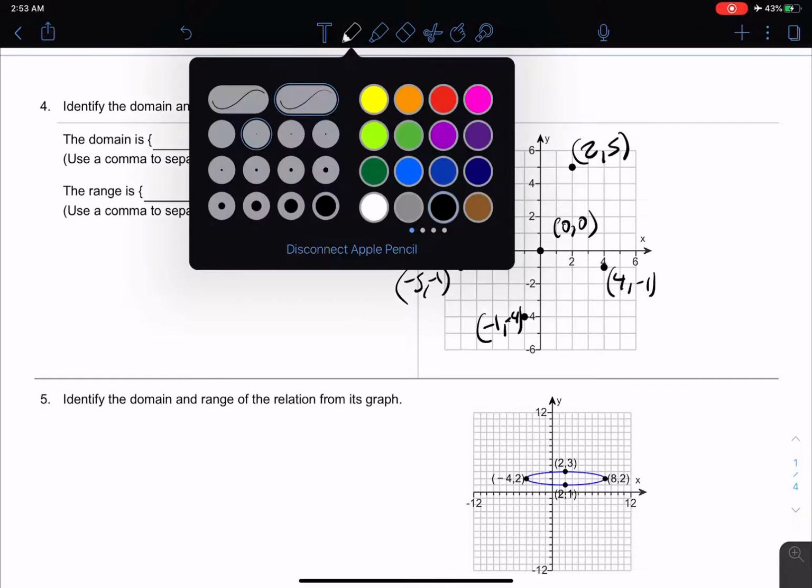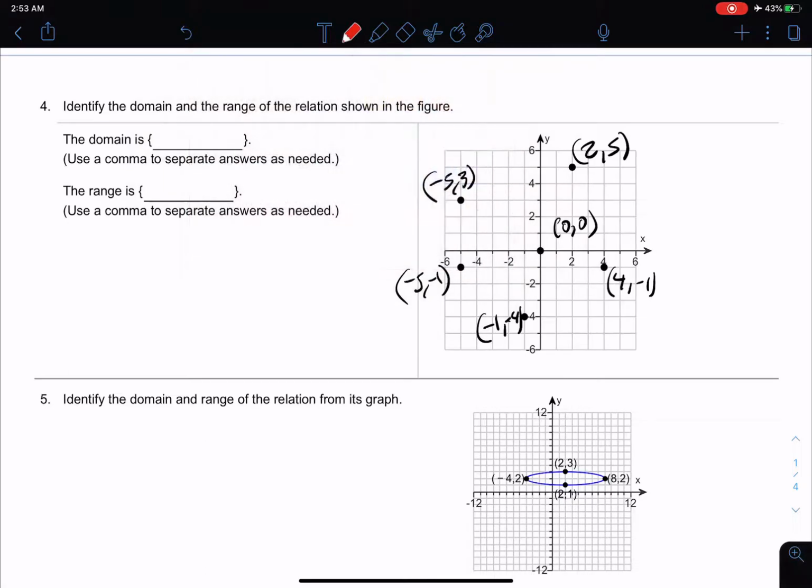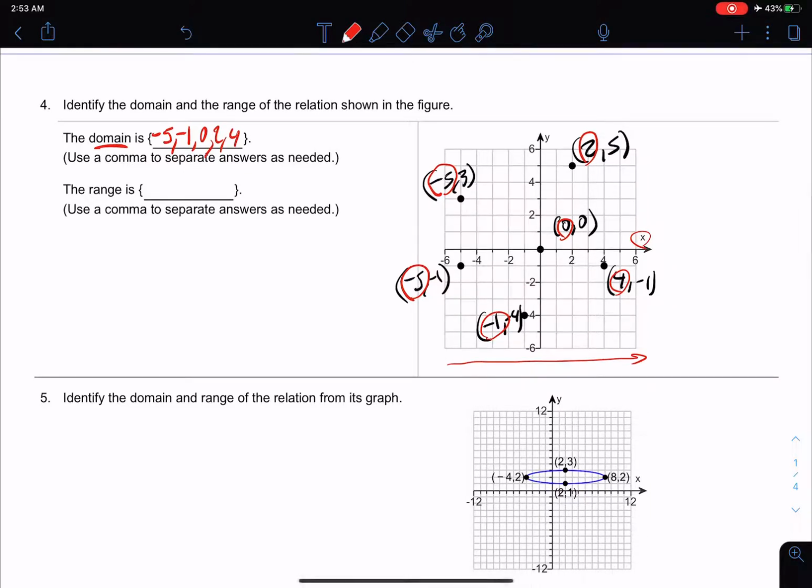Okay, like we said before, the domain is the set of all x values. So if we go through and look at all the x values, I'm just going to go from left to right because that puts the x values in order. Remember, x is the horizontal. So we got -5. We don't want to write that down twice. Then the next one is -1. Then x equals 0. Then I've got a 2 for x. And finally, a 4. So -5, -1, 0, 2, and 4.